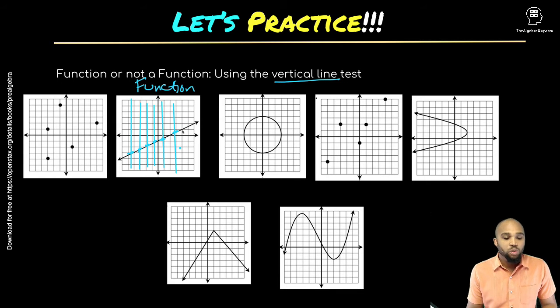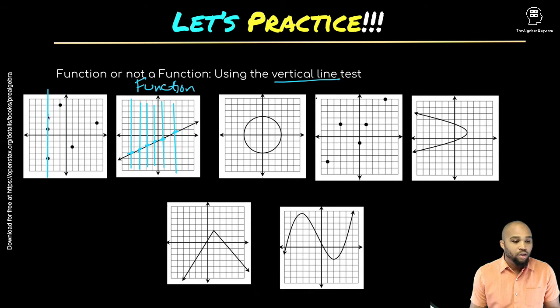Because everywhere you draw a vertical line, the infinite number of vertical lines is only going to cross that line once. What about this one here? So if I draw a vertical line, look at what happens. Right here it crosses twice, right? These two places. So this, just because of those points, is not a function.